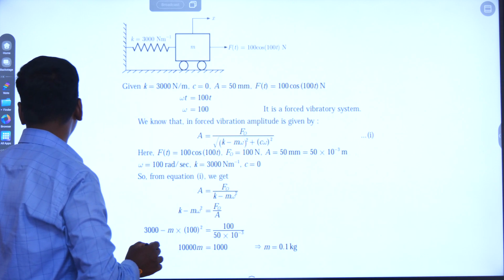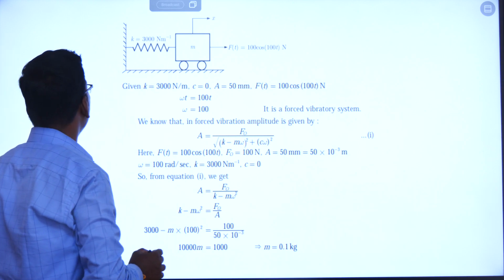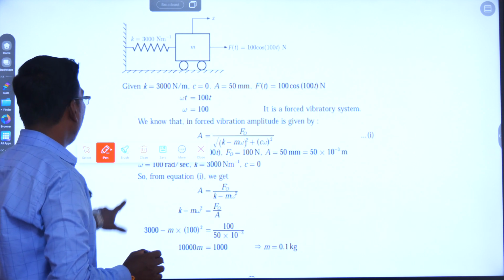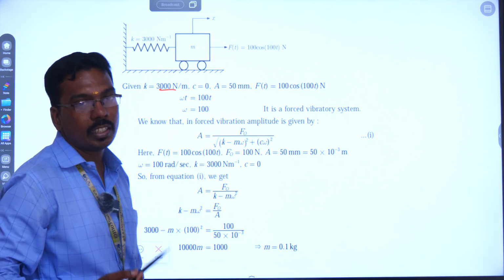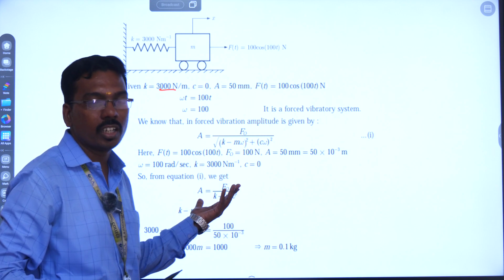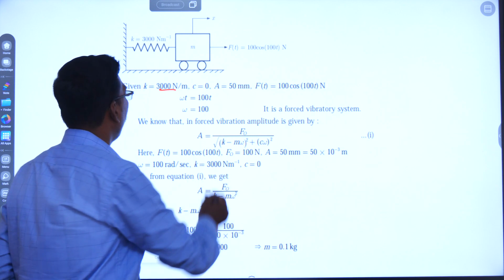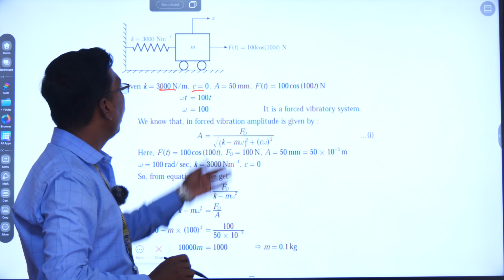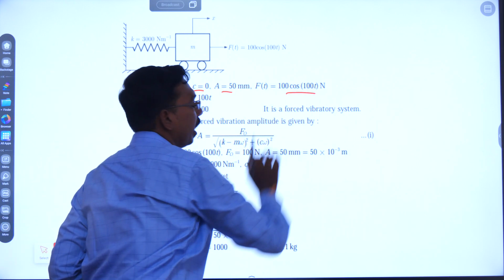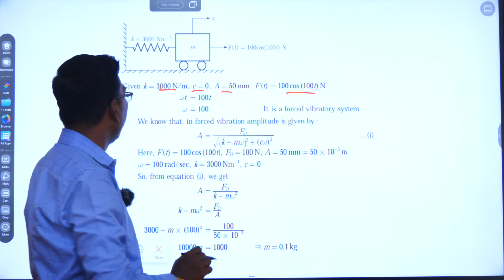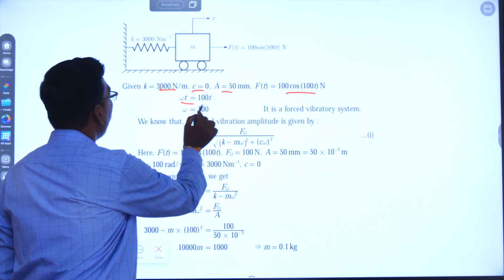This is the given diagram. The K value is 3000 Newton per meter. Then C is nothing but the damper. There is no damper fixed in the given question, so C value is equal to 0. A is equal to 50 mm, then F(t) is equal to 100 cos 100t Newton. Then omega t is equal to 100t.